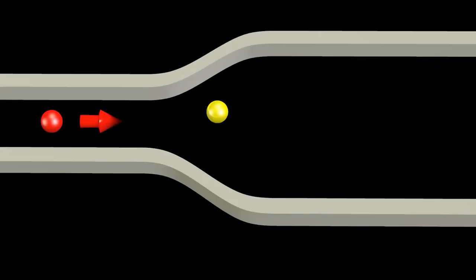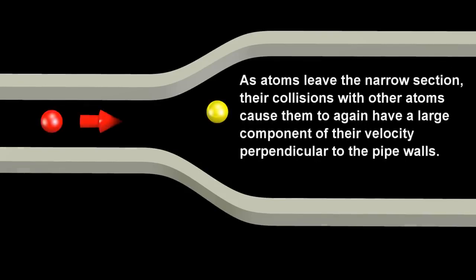As atoms leave the narrow section, their collisions with other atoms cause them to again have a large component of their velocity perpendicular to the pipe walls.